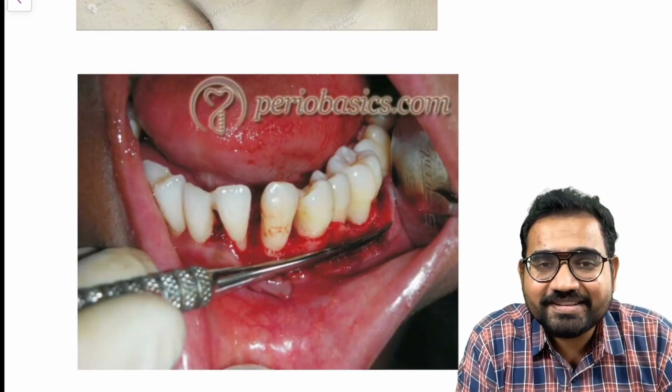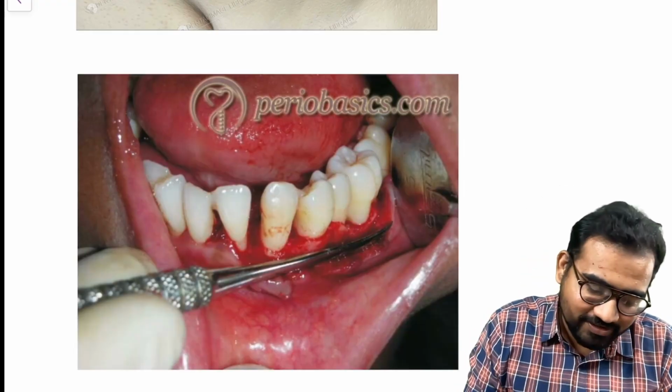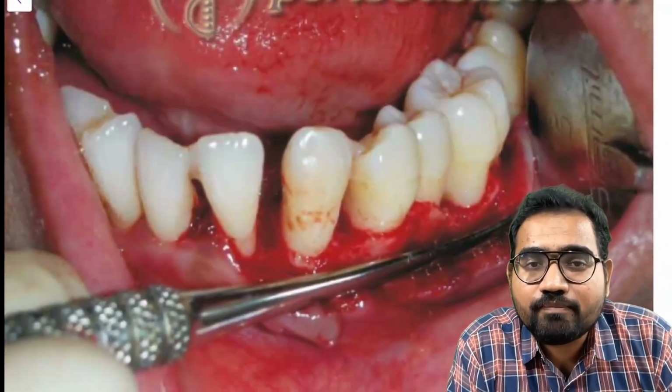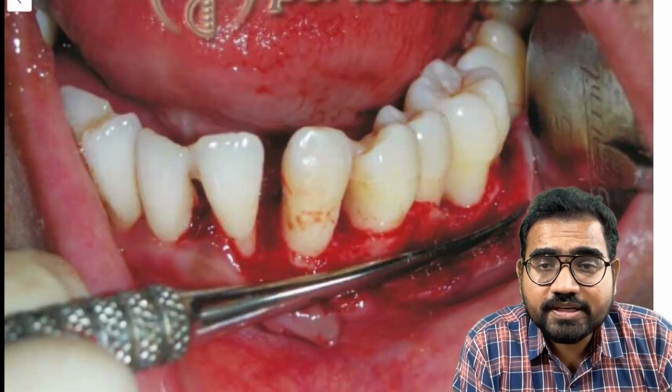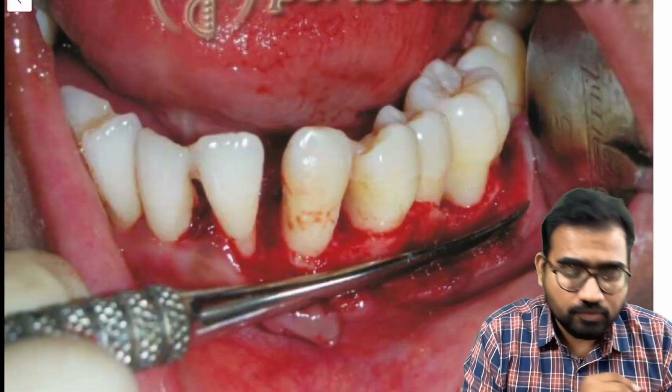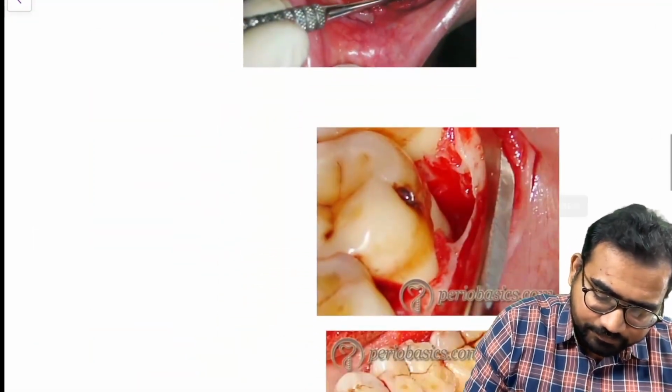Fine. The next one you're going to see is a picture of lower anteriors, as I told you. There is a horizontal bone loss. There is equal destruction of bone in all directions. This signifies a horizontal bone loss. Very good.